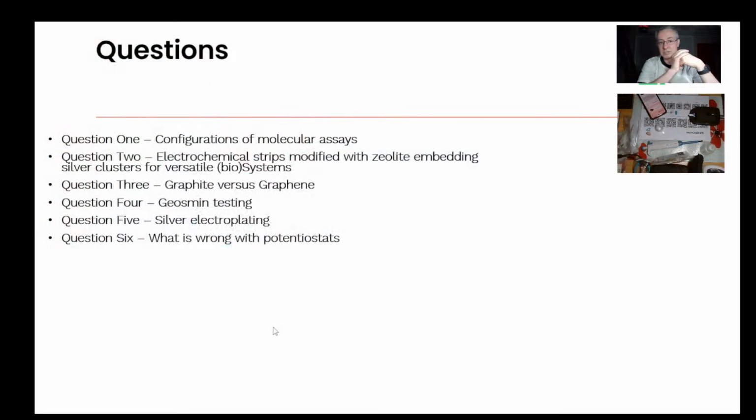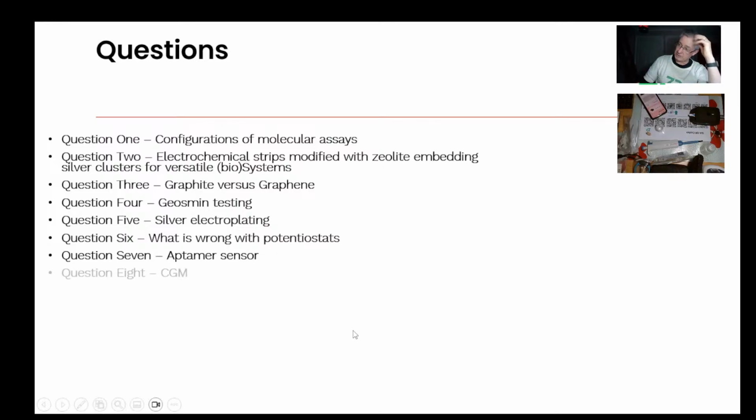So what's wrong with potentiostats? It depends which potentiostat you're actually looking at. Last week we did a fairly deep dive into aptamers. Somebody's come back with some further questions on aptamers, so I will answer those this evening.